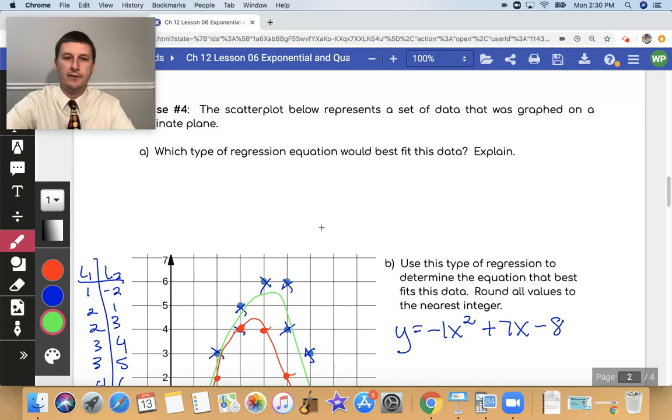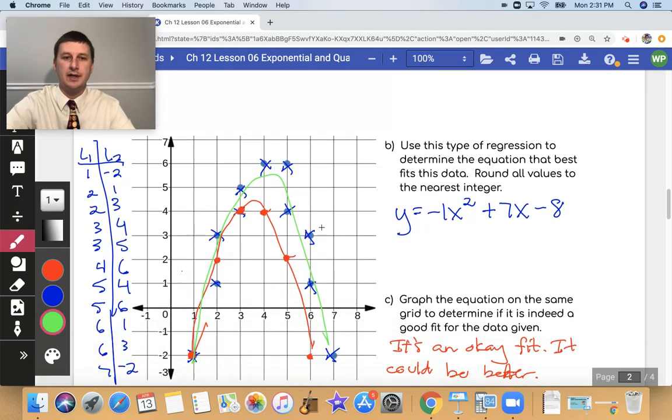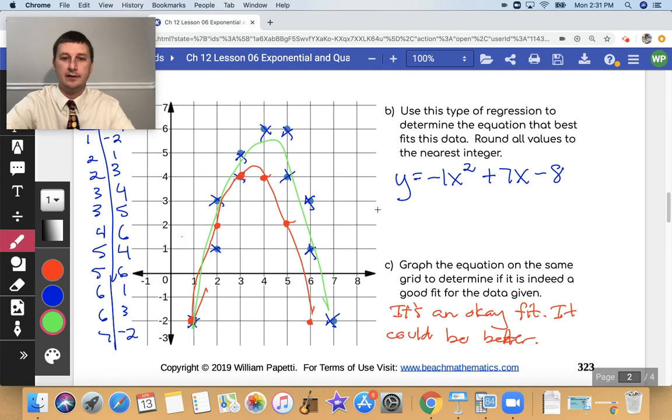So that's all for this exercise number 4 on lesson 6 in our chapter 12 study of statistics. We're almost done with our study on statistics, and that also means we're almost done with our Algebra 1 curriculum.